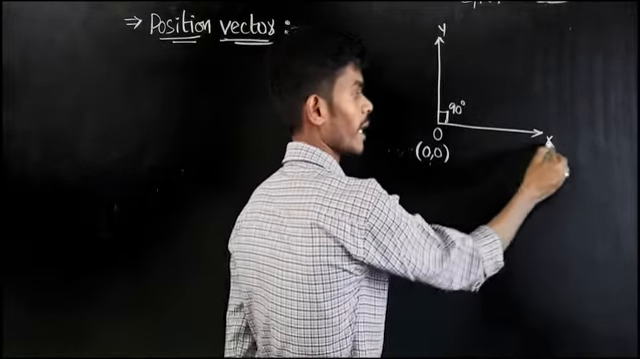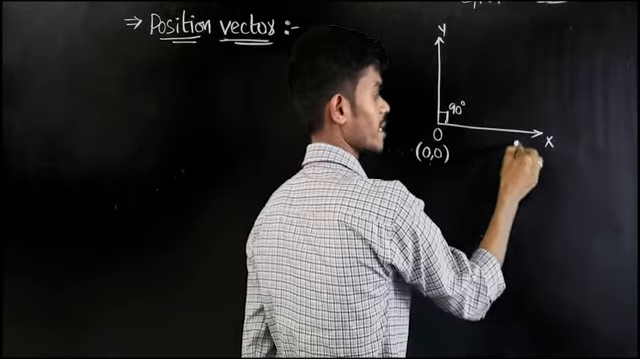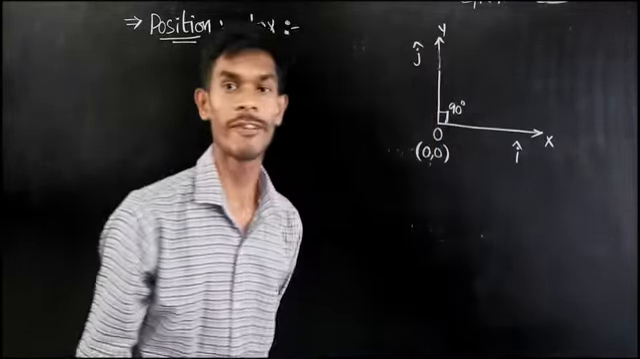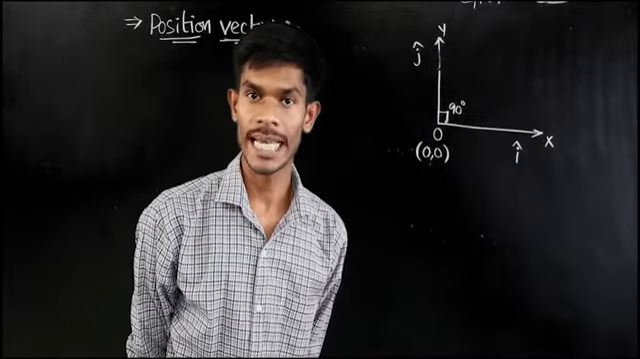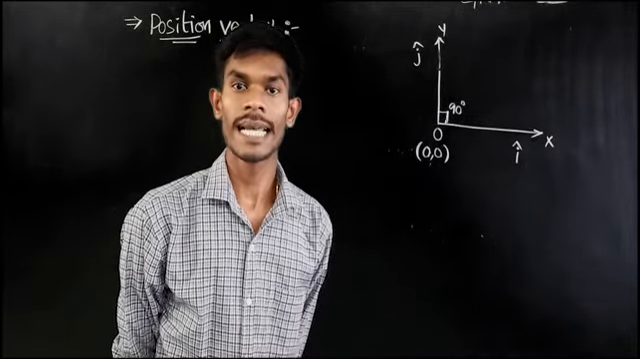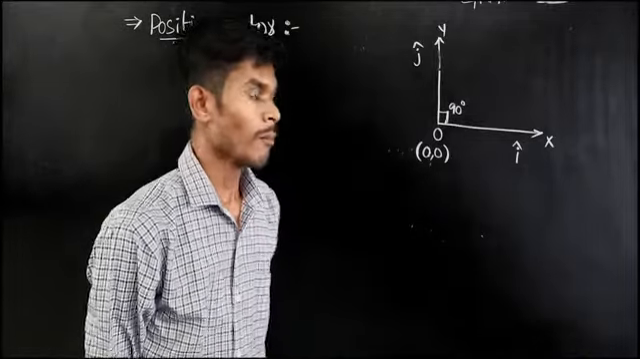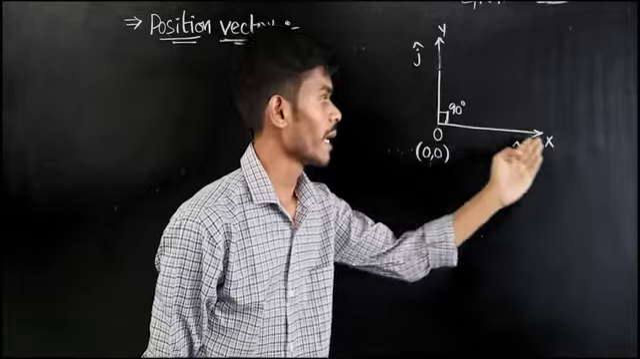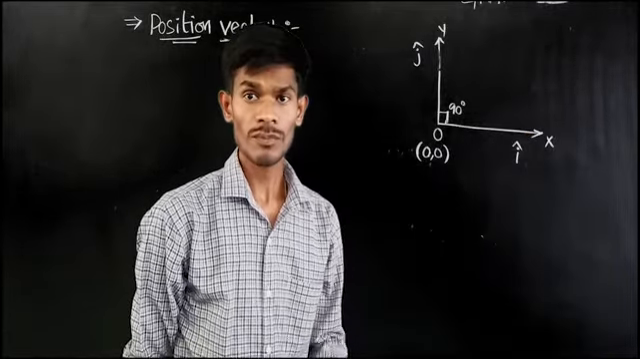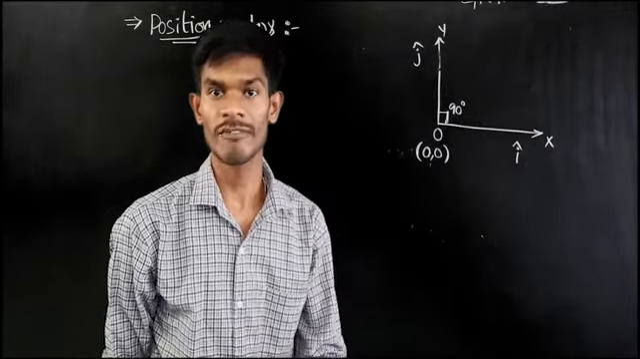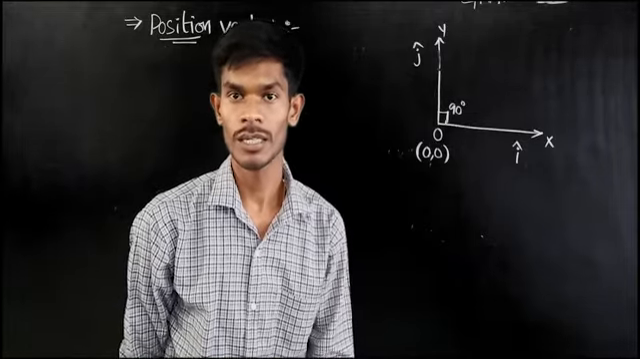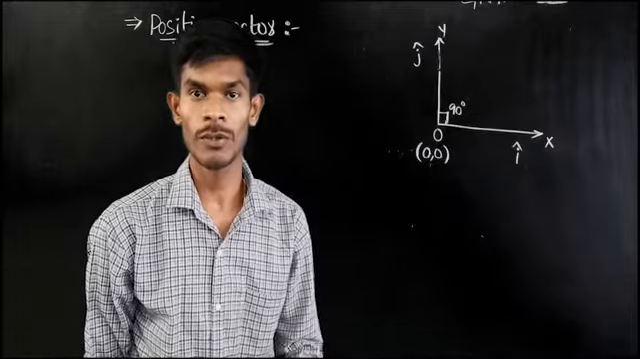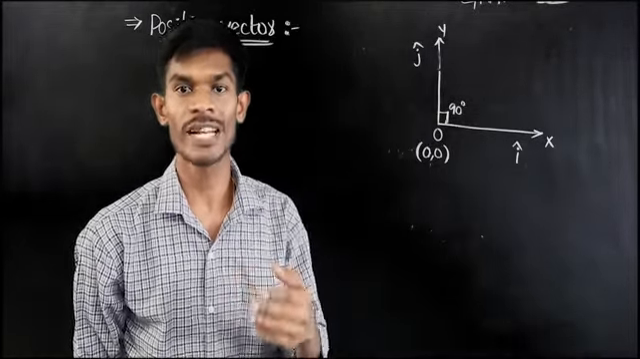So along the x-axis, the unit vector is i cap, and along the y-axis, the unit vector is j cap. And if we consider one more axis, the z-axis, the unit vector along the z-axis is k cap. By using these unit vectors i cap and j cap along the x-axis and y-axis, how can we represent the position vector? Position vector means what? It specifies the position of a point with respect to some fixed point or reference point.